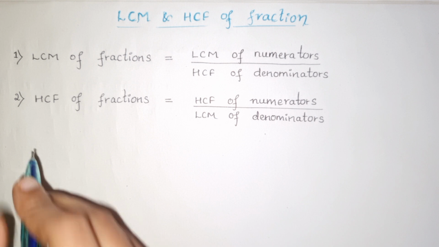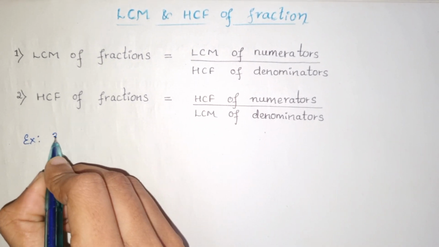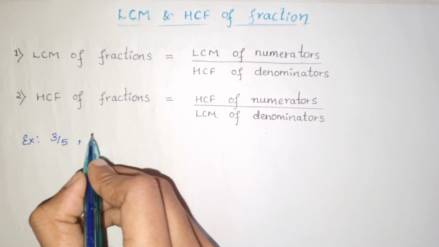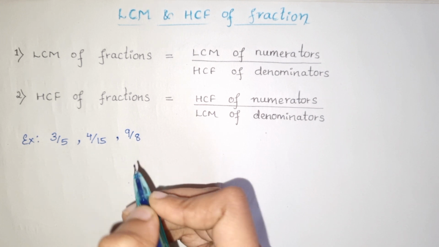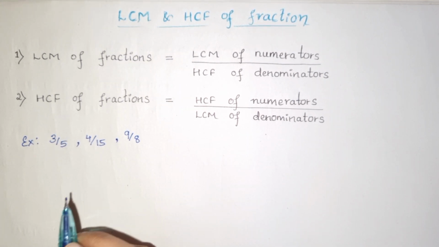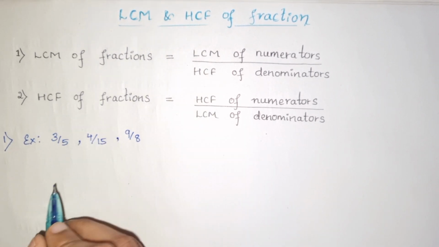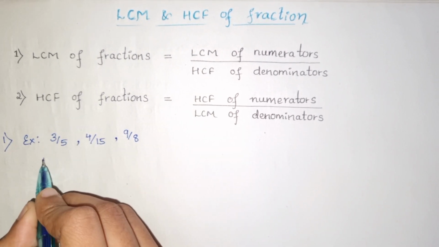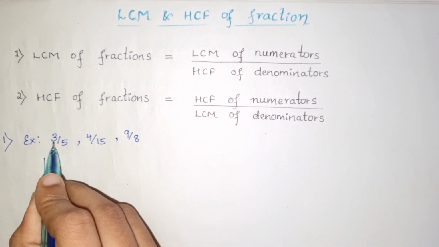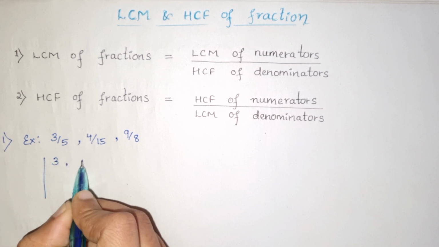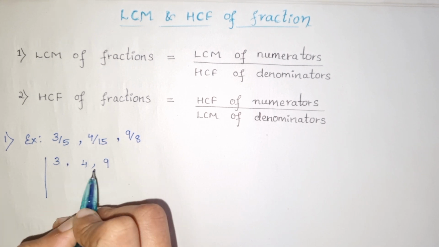I will explain this formula using a problem. Let us take a problem. For example, let us choose the fractions as 3 by 5, 4 by 15 and 9 by 8. First, let us find LCM and HCF of these. This is the solution of your first formula. Okay. So, we will find LCM of the numerators. So, I will choose only the numerator terms. So, the numerator terms are 3, 4 and 9. I need to find LCM of these three numbers.